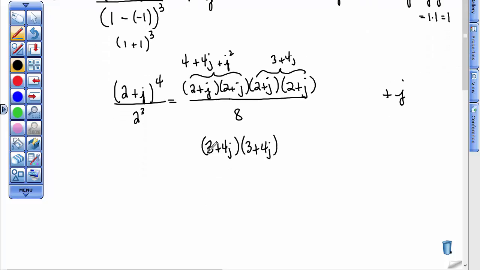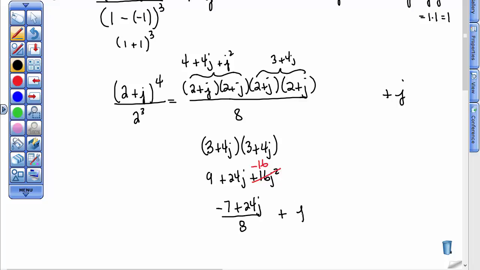So let's do this first. So 3 times 3 is 9. 3 times 4j is 12j, but here's another 12j for a total of 24j, and 4j times 4j is 16j squared, which means, don't forget, a minus 16. So 9 minus 16 is a negative 7 plus that 24j, all divided by 8, finally.